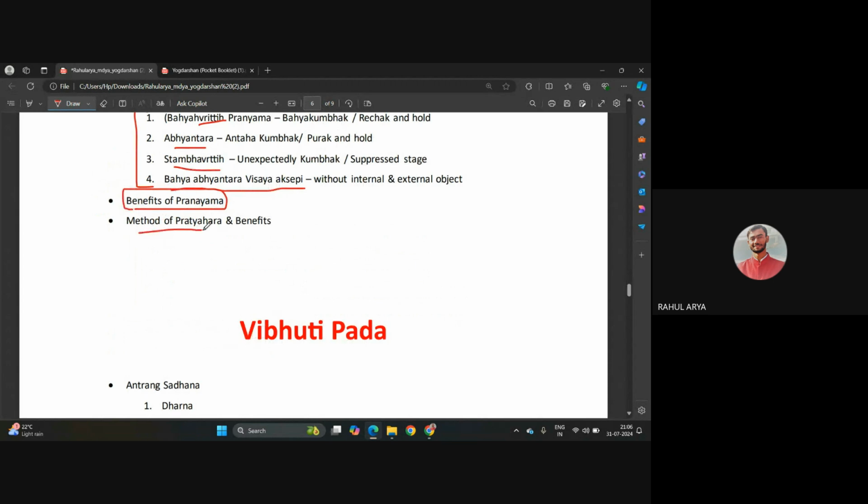And after that, the last sutra describes the method of pratyahara and its benefits. So these all are the means. That's why its name is the Sadhana Pada.